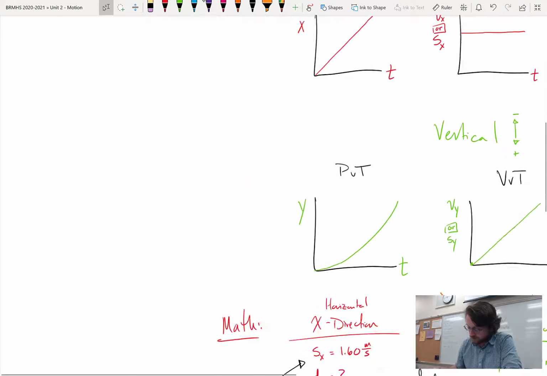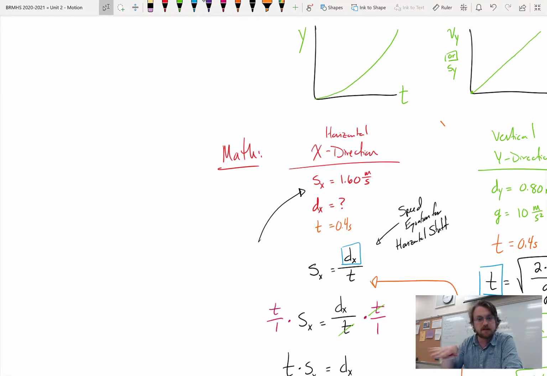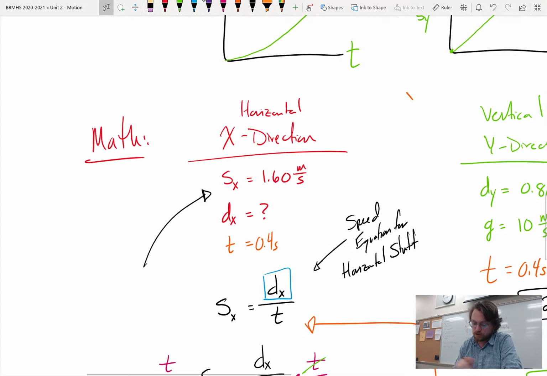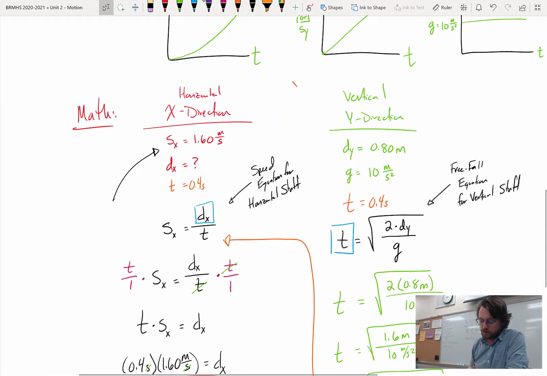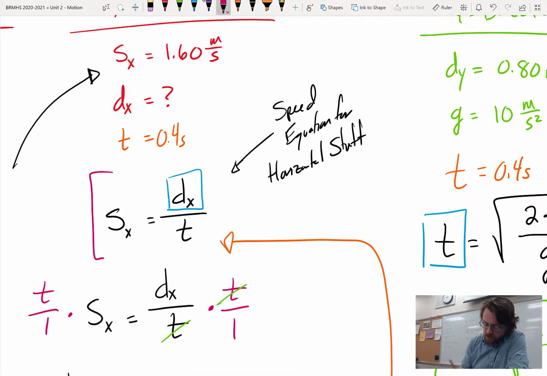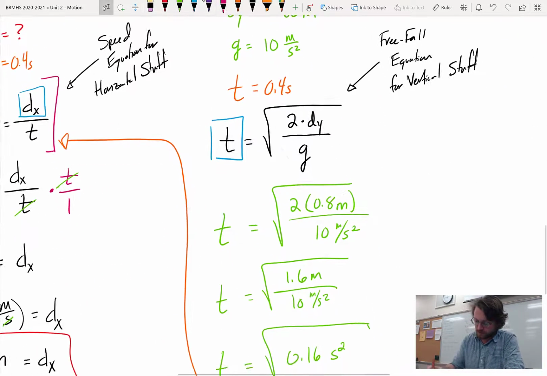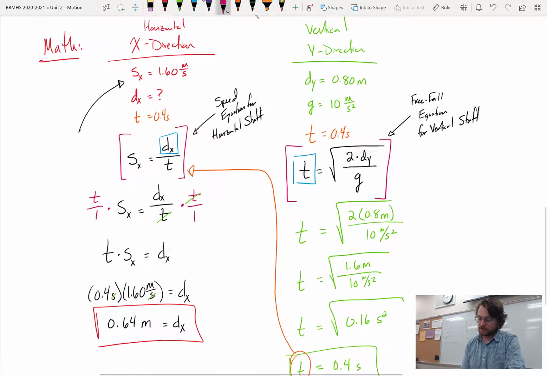Well, it's the same sort of stuff. You'd have the same motion graph, same baseline principles. But when you go to do your mathematical work in the math section, maybe I give you dx at the beginning, but you don't know the speed in the x direction, so you have to solve for that. Same equation that you would be using. We're always using the speed equation here in the horizontal or x direction, and we're always using our free fall equation over here in the y or vertical direction.